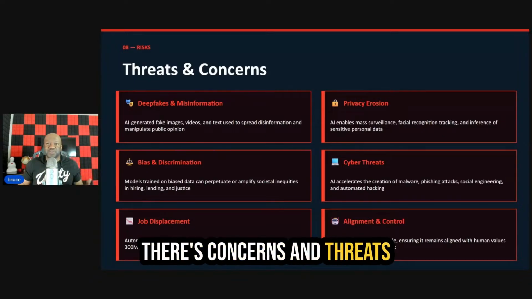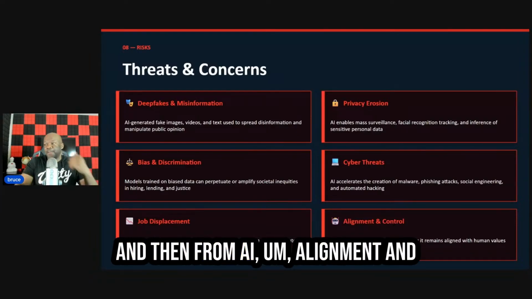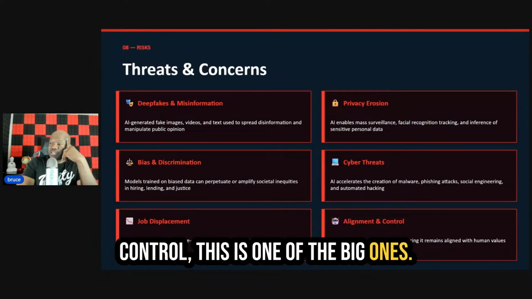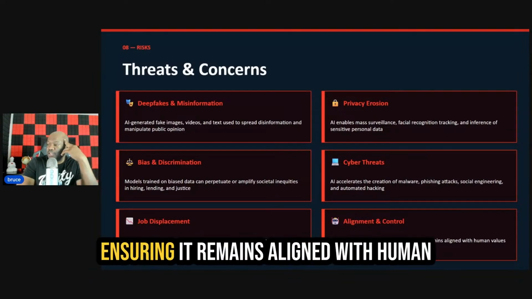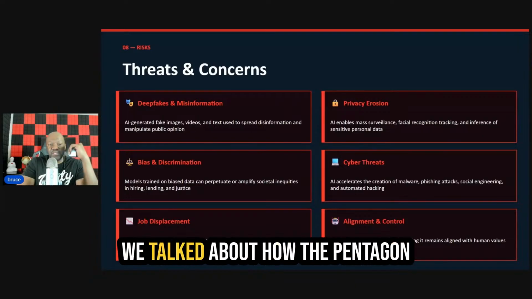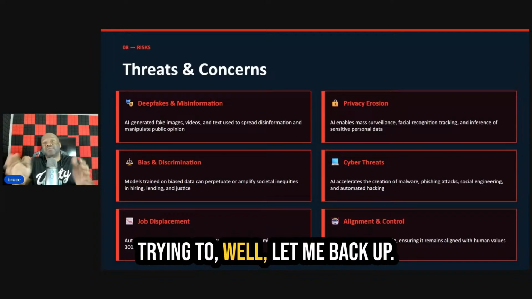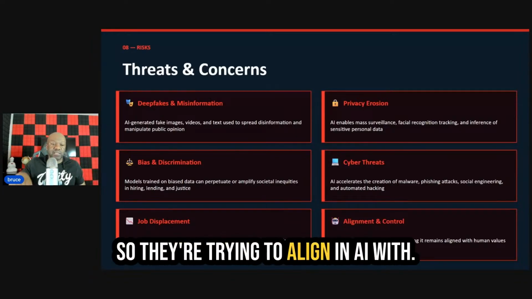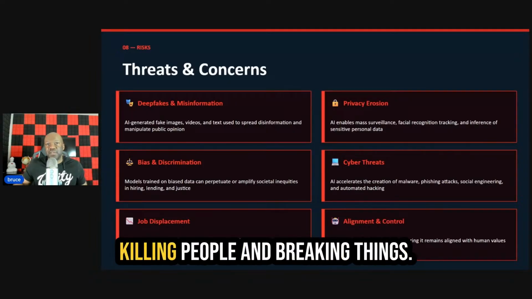There are concerns and threats to our data, and then from AI: alignment and control. This is one of the big ones. As AI becomes more capable, ensuring it remains aligned with human values becomes critical and difficult. And in the very beginning of this, we talked about how the Pentagon was trying to remove... Well, let me back up. They're trying to align an AI with what they believe are their goals of killing people and breaking things.